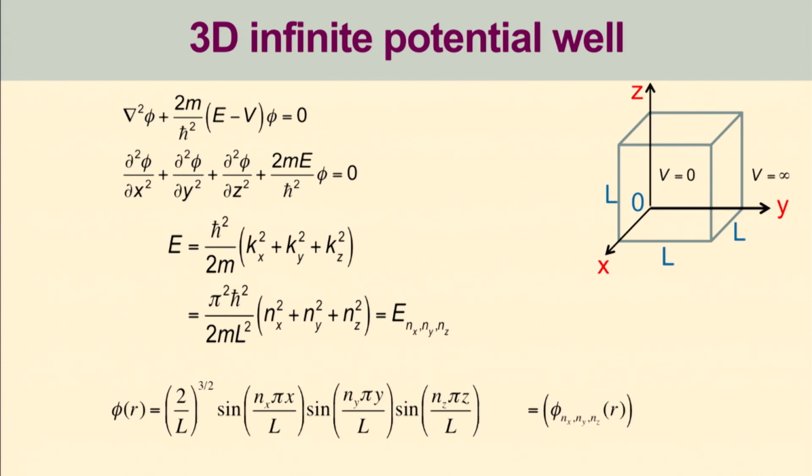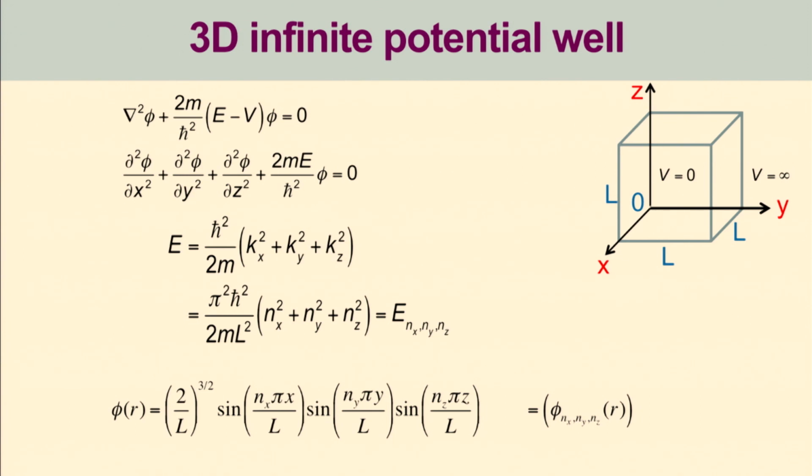The energy eigenvalue in this case looks like this: E equals pi squared h cross squared divided by 2mL squared, times nx squared plus ny squared plus nz squared. You can notice that unlike the one-dimensional infinite potential well, where there was only one quantum number and the energy eigenvalue was n squared pi squared h cross squared by 2mL squared, in this case there are three distinct quantum numbers, denoted by nx, ny, and nz, which control the values of the energy.